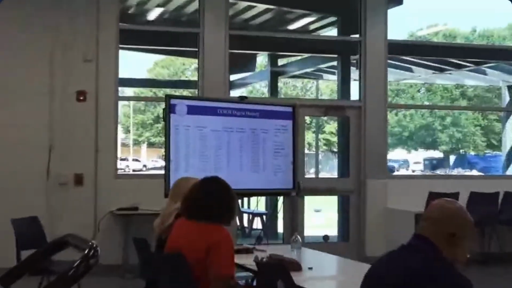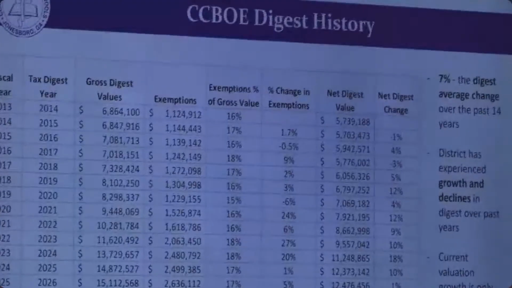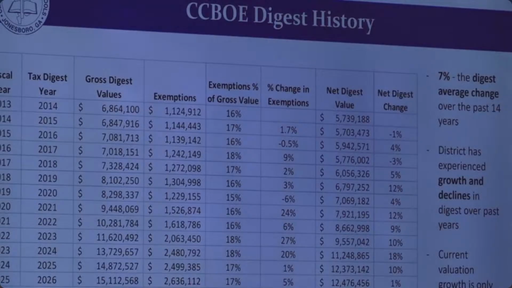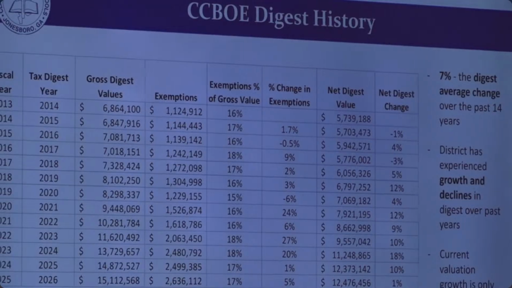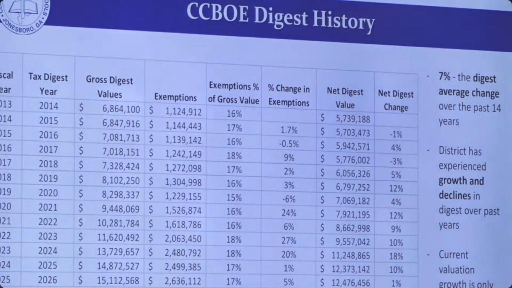Years. As you can see when you look at this, there's been a 7% average change in our digest over the past 14 years. We have experienced growth and declines, as you can see in the last column that shows the net digest change. In some years you can see it went down, some years it's gone up. This year it only increased by 1%. Previous years, last year we went up by 10%, 18%, 10% prior to that 9%. So we've had an average of 7% over the last 14 years. And again, these values are assessed by the county's tax assessor's office.